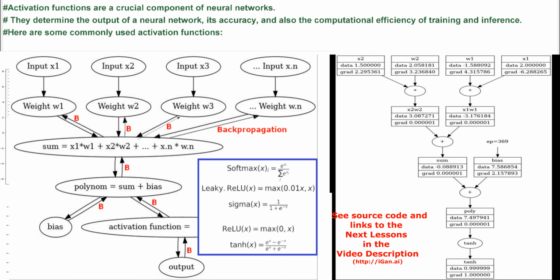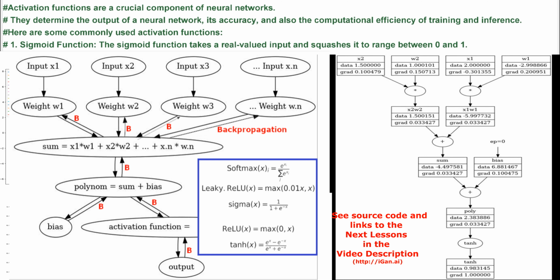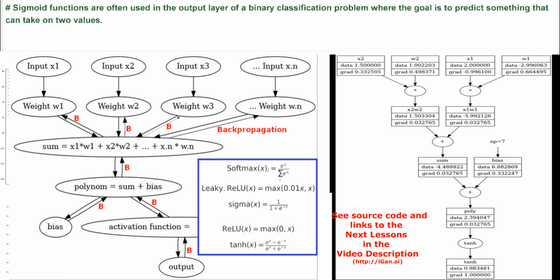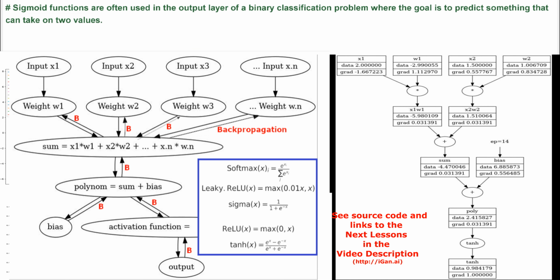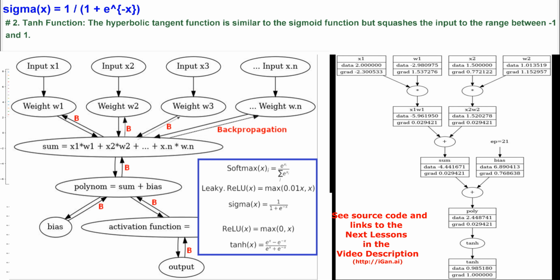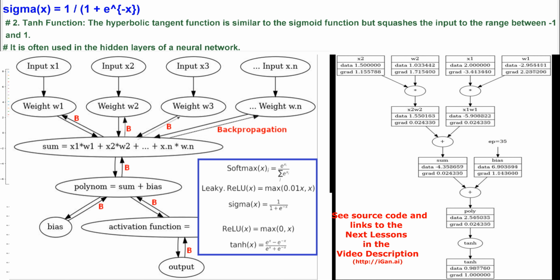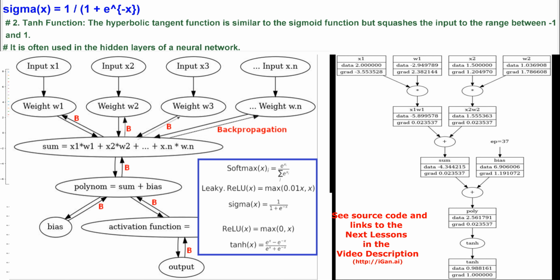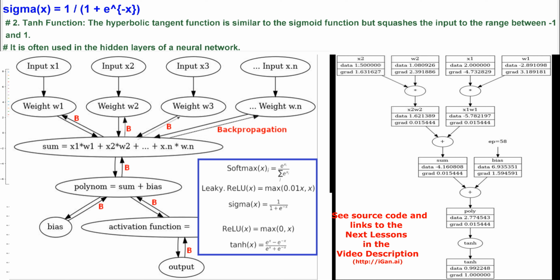Here are some commonly used activation functions. 1. Sigmoid function. The sigmoid function takes a real-valued input and squashes it to range between 0 and 1. Sigmoid functions are often used in the output layer of a binary classification problem where the goal is to predict something that can take on two values. 2. Tanh function. The hyperbolic tangent function is similar to the sigmoid function but squashes the input to the range between -1 and 1. It is often used in the hidden layers of a neural network.